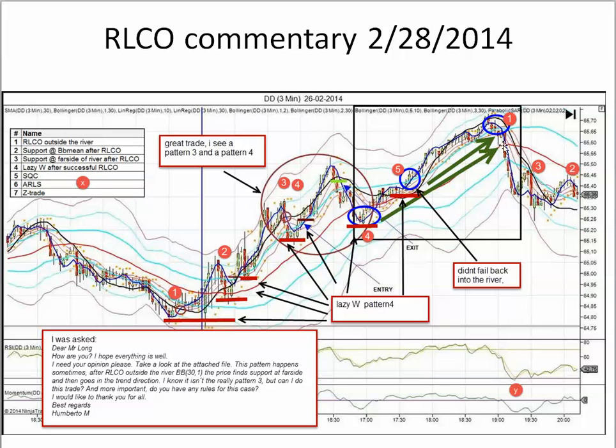Then you have a successful RLCO, comes back, finds support at the edge of the river, and failing again. That's pattern 3, support or resistance at the far side of the river. Then this is a pattern 2, which is after an RLCO. It now comes up and gets rejected at the Bollinger Band mean, so that's pattern 2.